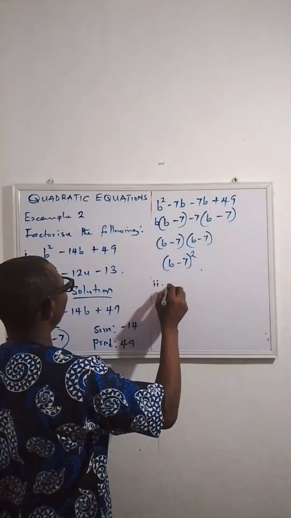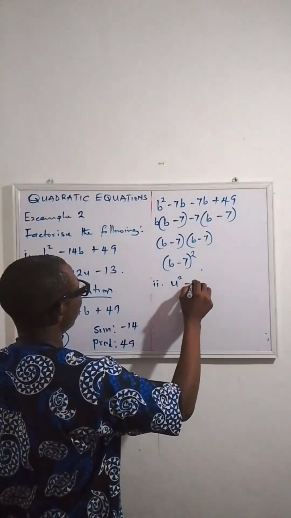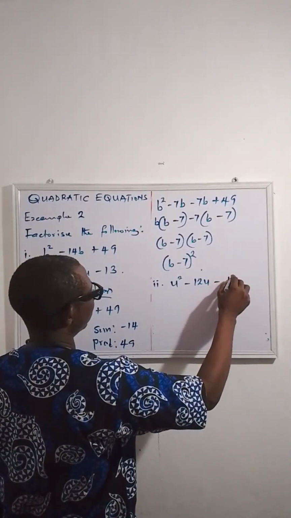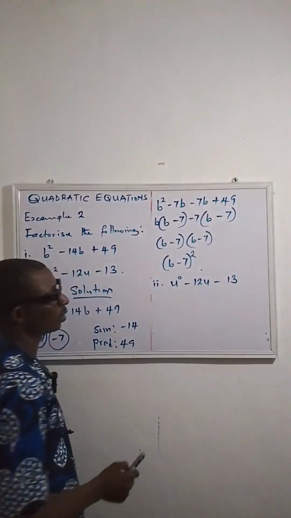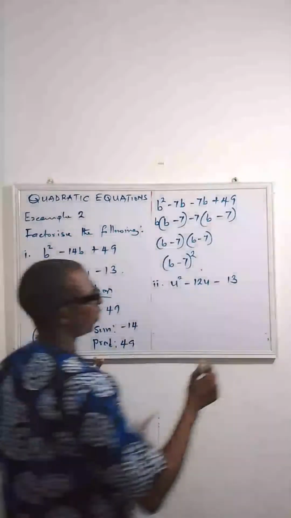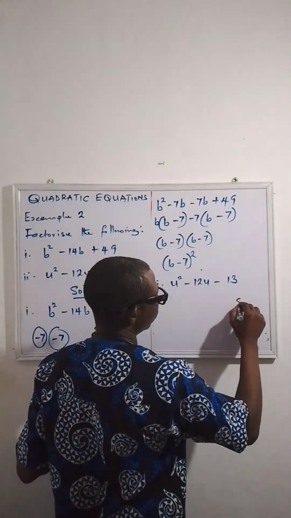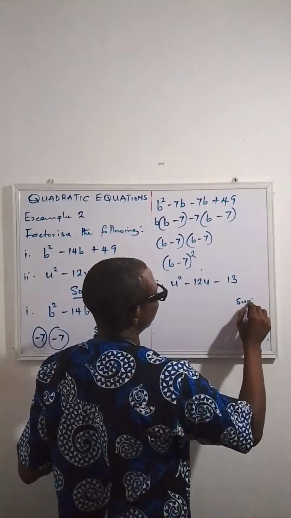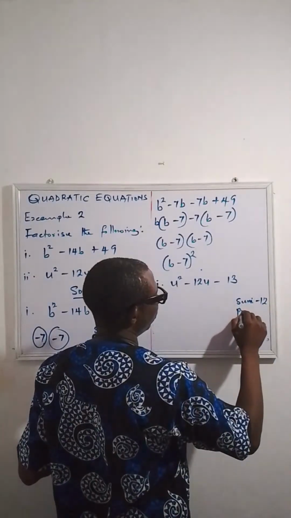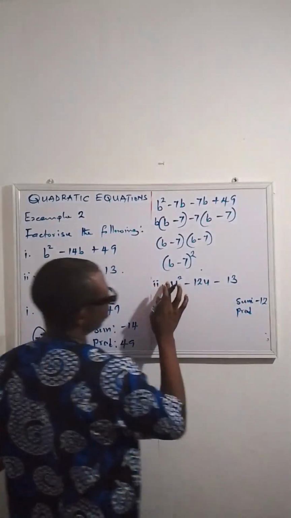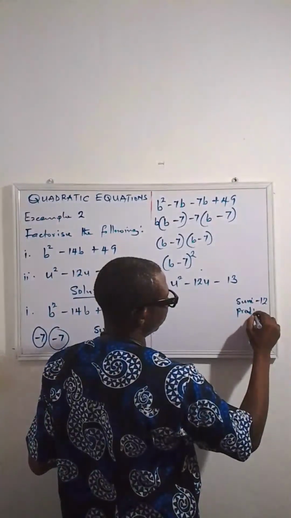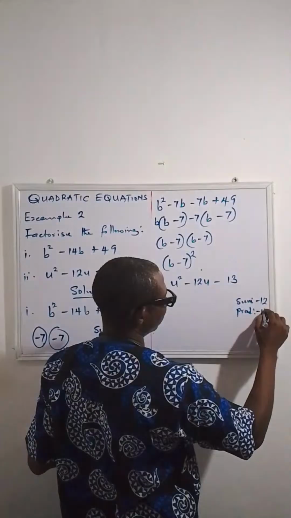The second one, we have u squared minus 12u minus 13. Okay, so we have two numbers. What's our sum and what is our product? So the sum is minus 12 and the product is 1 times minus 13. That is going to give you minus 13.